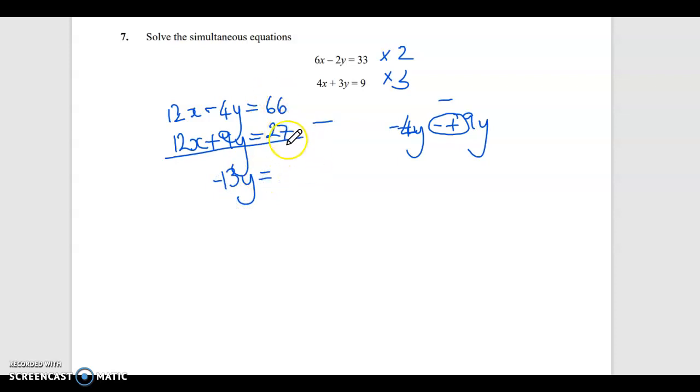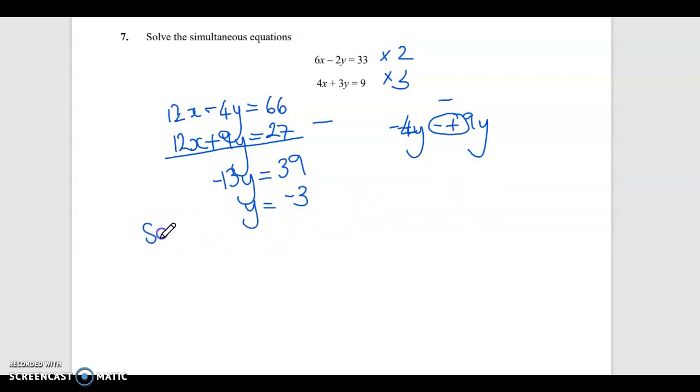Okay. And if I take these away, I end up with 39, which is not bad because 13 goes into 39. So y is equal to 39 divided by minus 13, which gives us minus 3. So that's my first value.